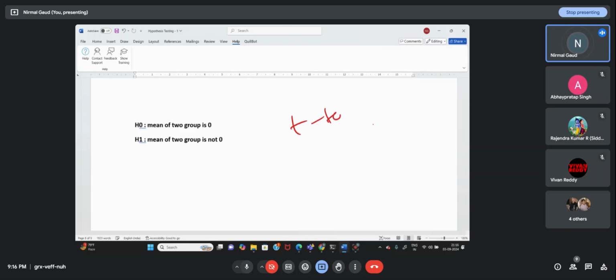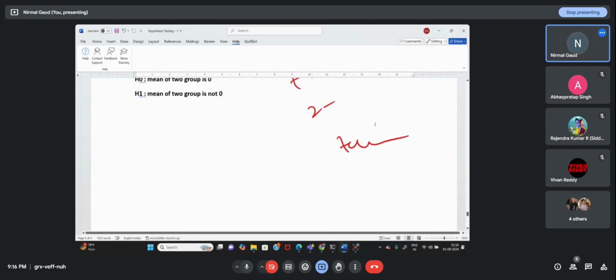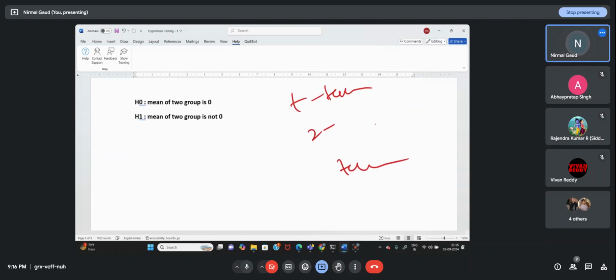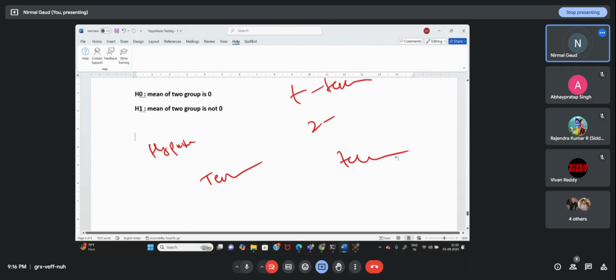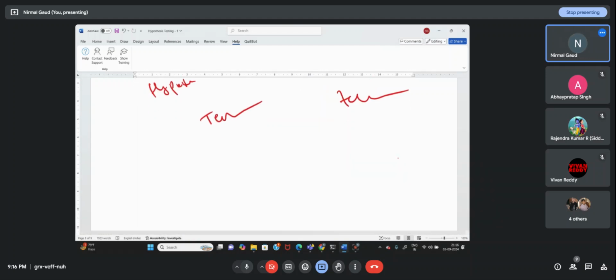If someone asks you what is T test and what is Z test, you will say, listen, both are hypothesis testing techniques. In both the cases, we are going to compare the mean. Just tell them, in both we are going to compare mean.